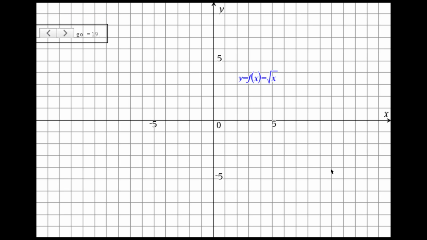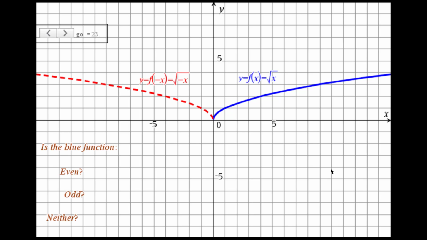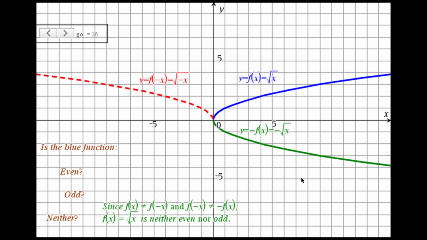Next one, f of x equals the square root of x. Let's graph that in blue. Y equals f of the opposite of x, the square root of the opposite of x. That's graphed in dashed red here. And you can see those are not the same. This is not an even function. So we're going to graph y equals the opposite of f of x, the negative square root of x, and you can see that here in green. And none of these are equal, so the function is not odd either. So since it's not odd and it's not even, it's neither even nor odd.